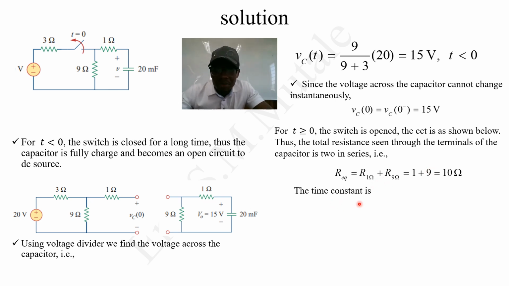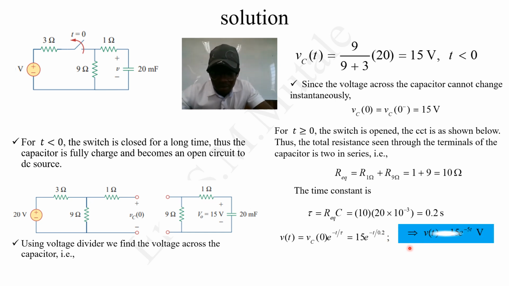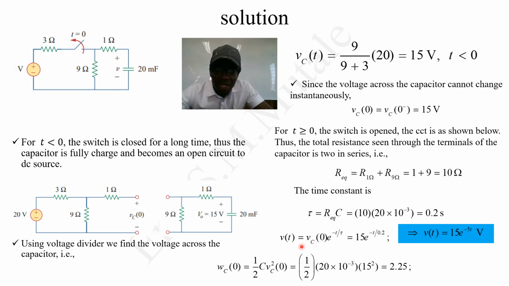So the time constant is basically the product of the equivalent resistor and the capacitance. We know the capacitance to be this 20 millifarad, which is 20 times 10 to the power negative 3. When you multiply that by the equivalent resistor, we are having 0.2 seconds as the time constant. Then you can use that time constant in that equation. When we do our substitution, we are having that as the voltage. And then we can easily find the energy stored in the capacitor by substituting that value for the voltage in that equation, and this will produce that.